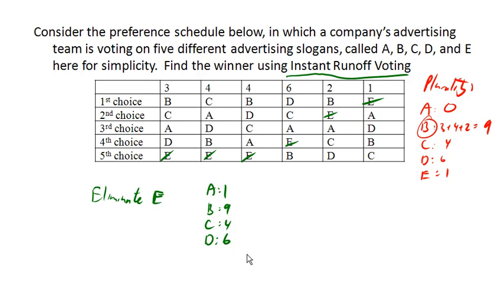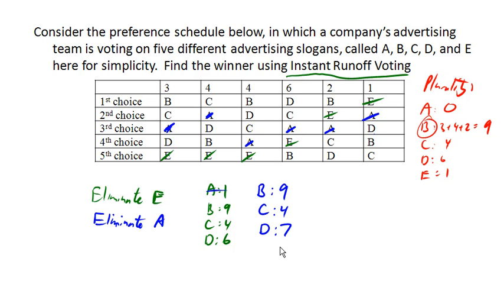And so next we're going to eliminate A as our option. So A is going to be gone. Now this person's vote transfers to D. And so B still has 9 first place votes. C has 4. And D now has 6 plus this one here, so D now has 7 first place votes.